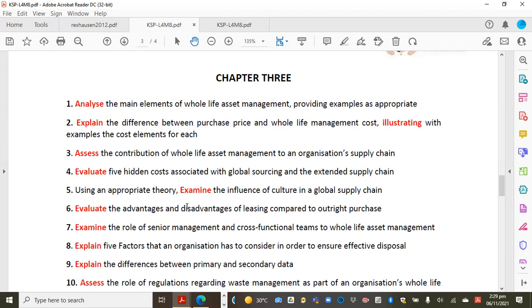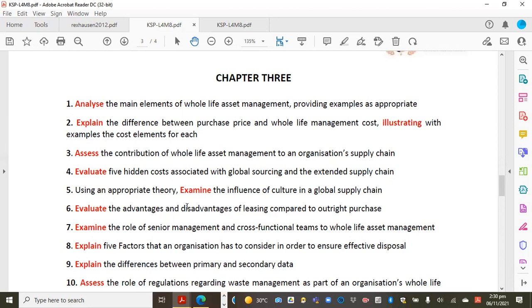And the disadvantage is that you can't get capital allowance because the asset is not yours. So you will still have to pay taxes on those assets. That is it.